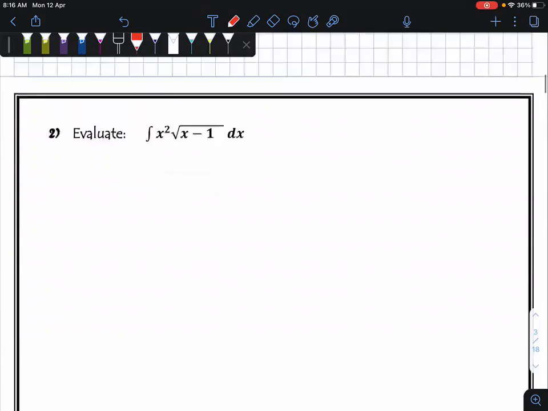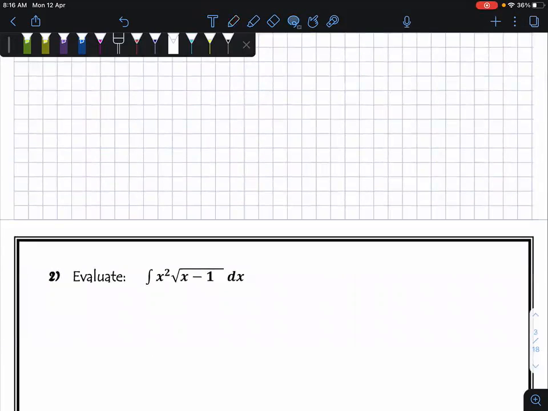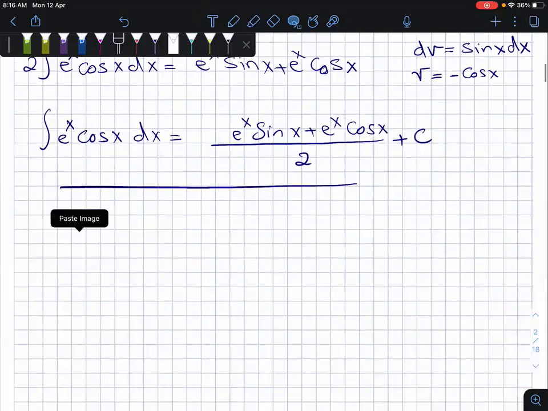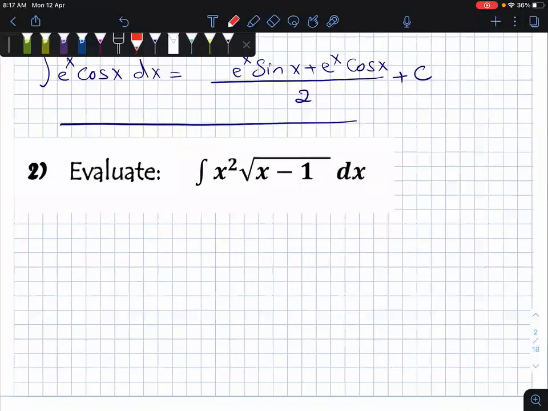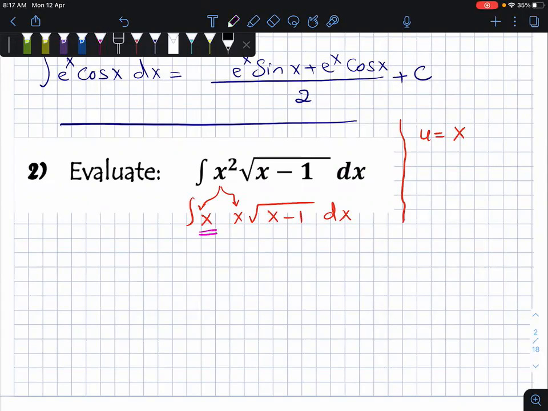Sometimes we have a question like this, and we said before we have to write this x squared as two parts: x and x. This x squared can be written as x and then x root x minus 1 dx. So we will take u as x, because these are two algebraic expressions. The first one is x, and the second one is x root x minus 1.